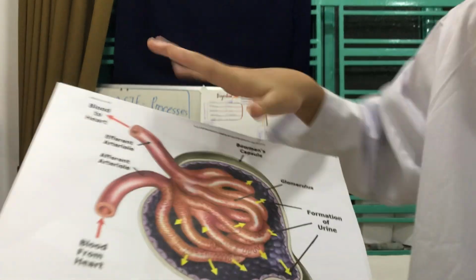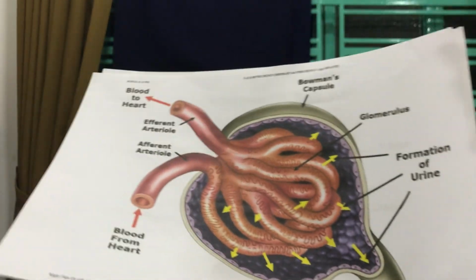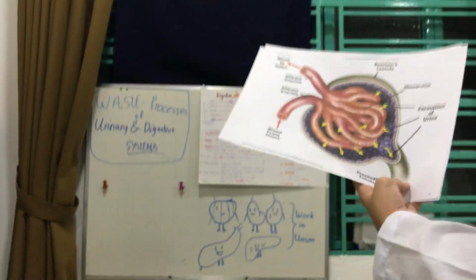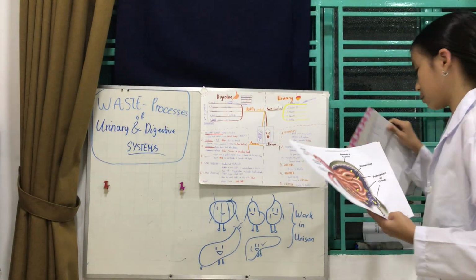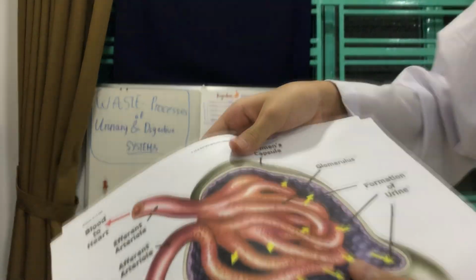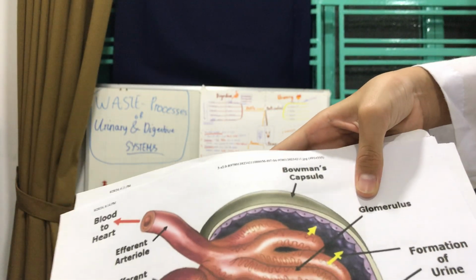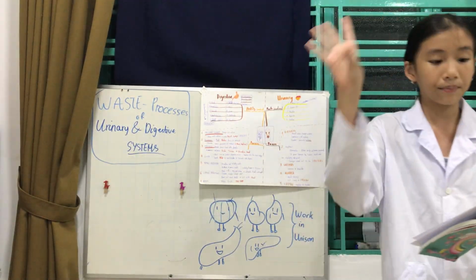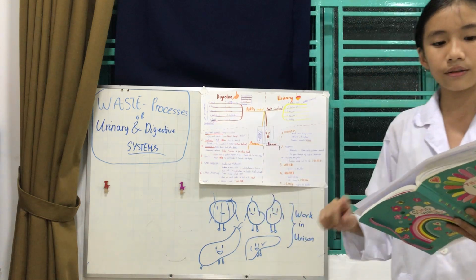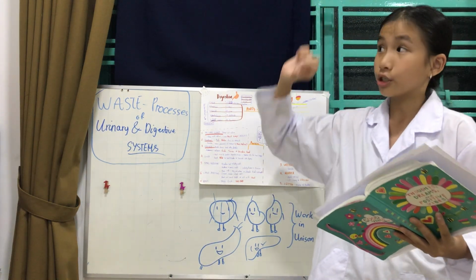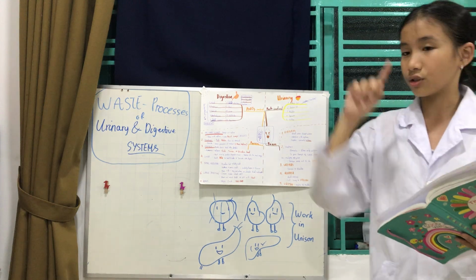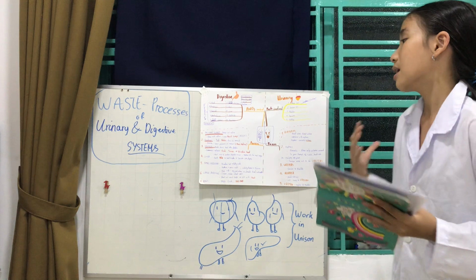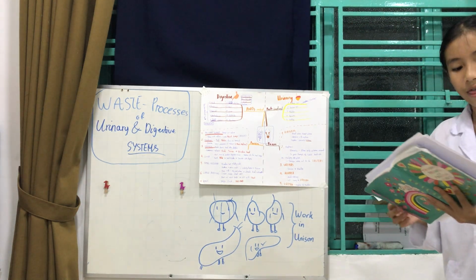And here is the nephron. There are 2 tubes called the glomerulus and the tubule. The glomerulus will help to filter out the blood, and then it will bring the filtered blood back to the heart, and it will join the circulatory system again.